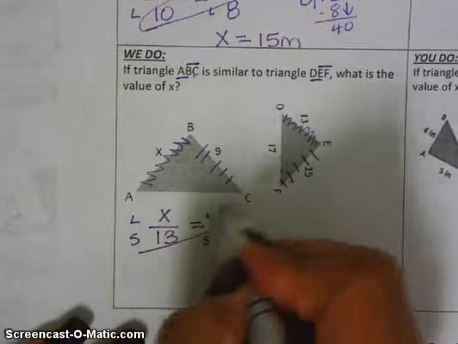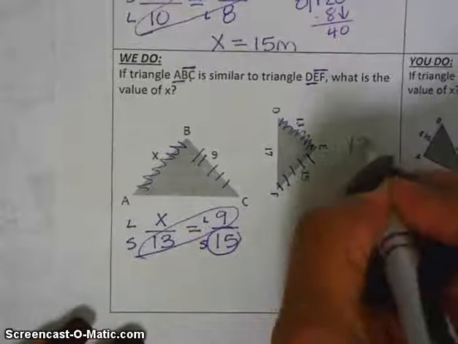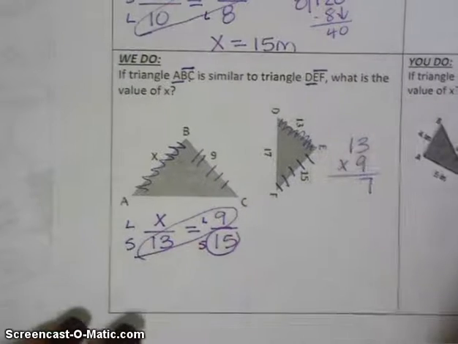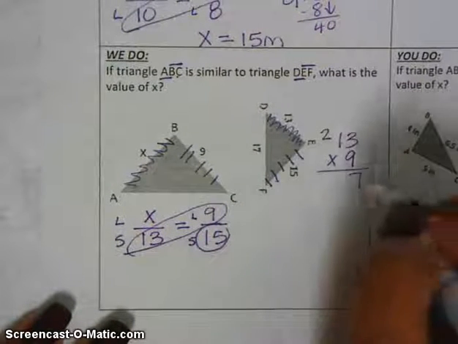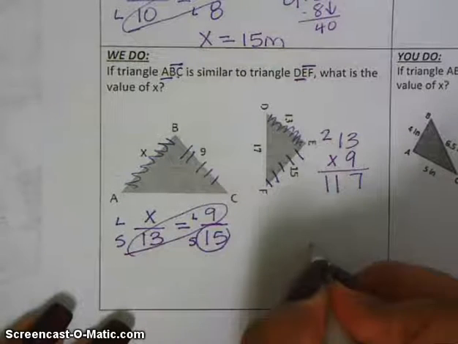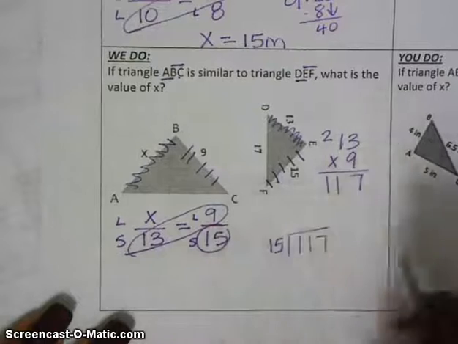Okay, so now I'm going to multiply, and I'm going to divide by 15. So first I'm going to go 13 times 9. Remember, you can pause your video at any time to catch up or to write your notes. 9 times 3 is 27. So I'm going to carry my 2. 9 times 1 is 9, plus 2 is 11. And so I have 117 divided by 15.